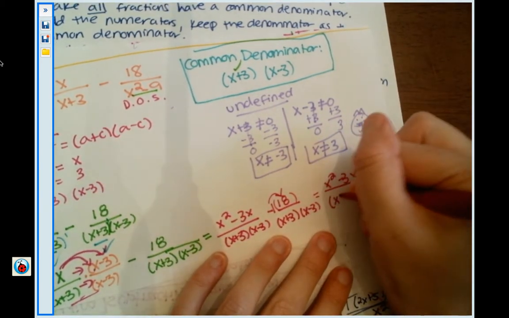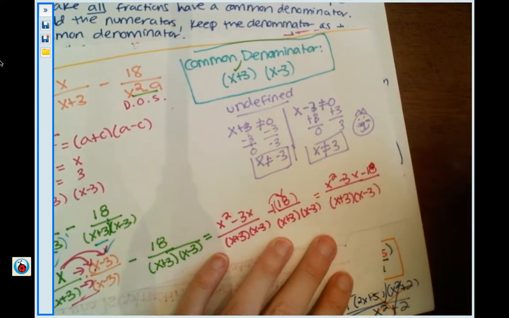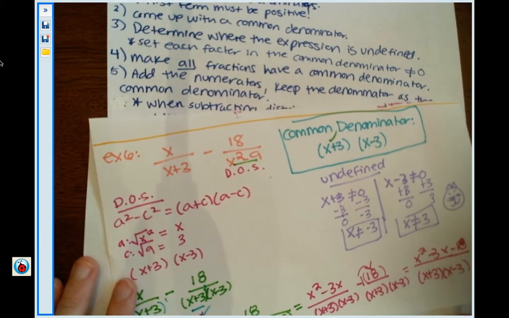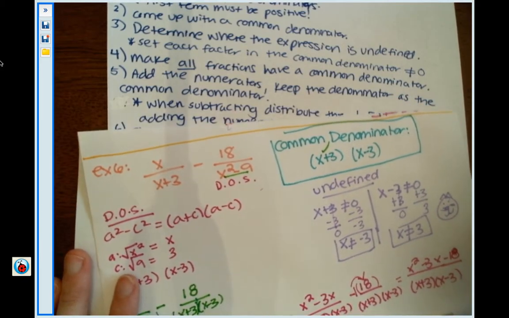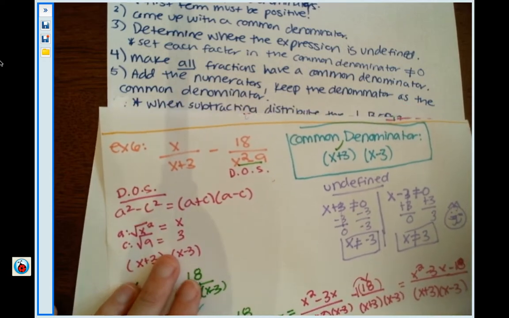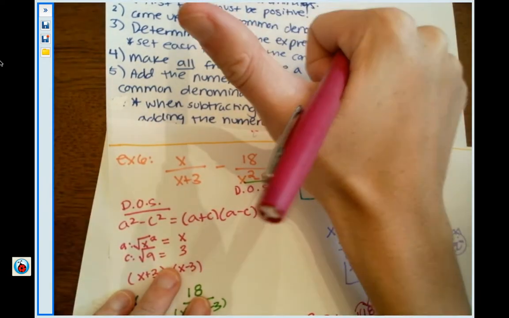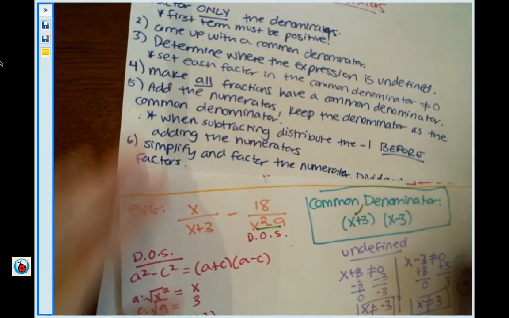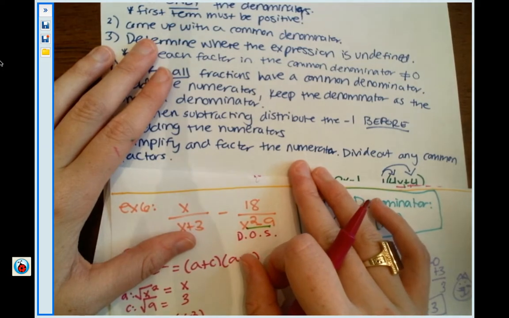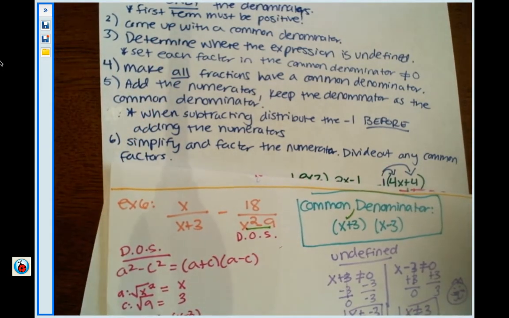Then all over x plus 3 times x minus 3. Alright, so we've combined our numerators. We added the numerators and we kept our denominator as the common denominator, and we did not forget to distribute the -1. So the last step says simplify and factor the numerator if possible. And if you do factor it and you can divide out any factors, that's what you need to do.